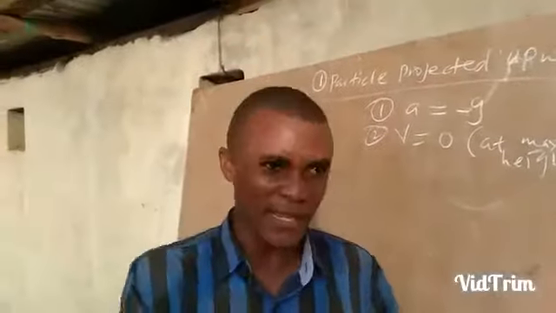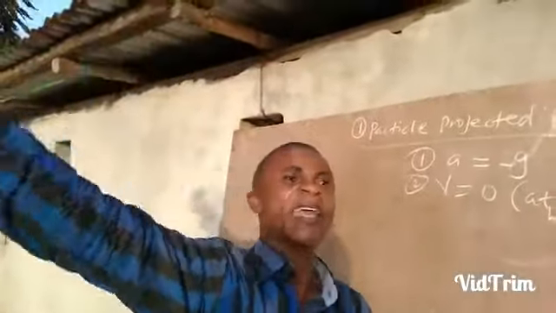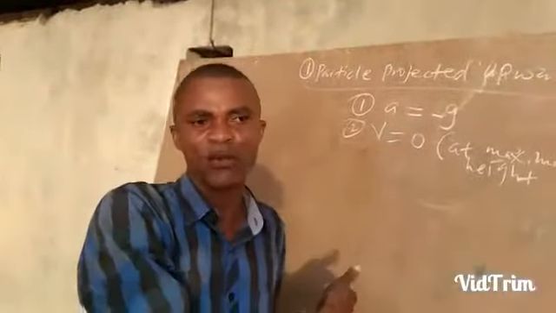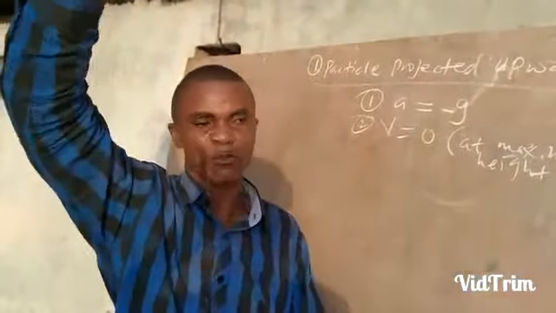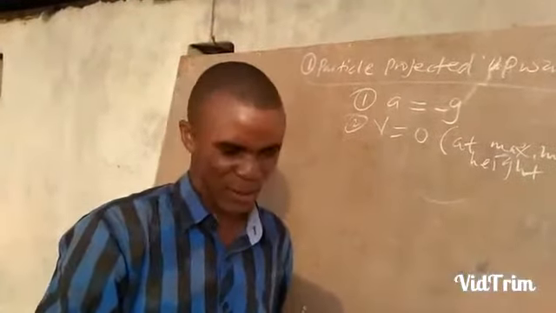So anytime I send an object vertically upward this way, at the highest point where the object reaches, before it falls, there is no velocity at that point. We say the final velocity, which is v, is equal to 0. So there is no final velocity at the highest point of projection. Wherever the object reaches, then it falls, and there is no final velocity at that particular point.